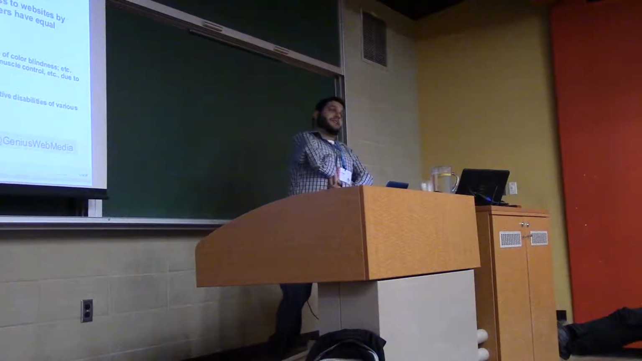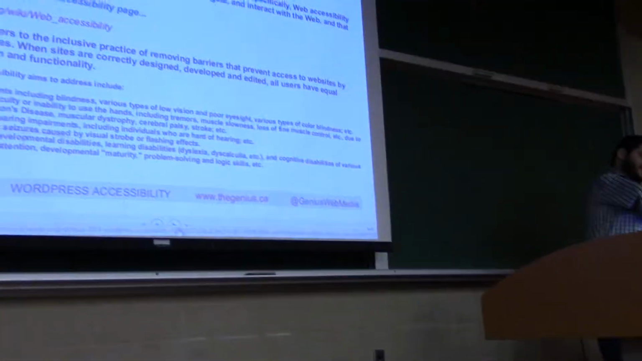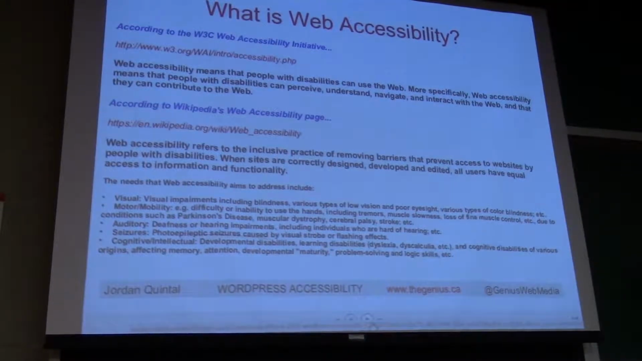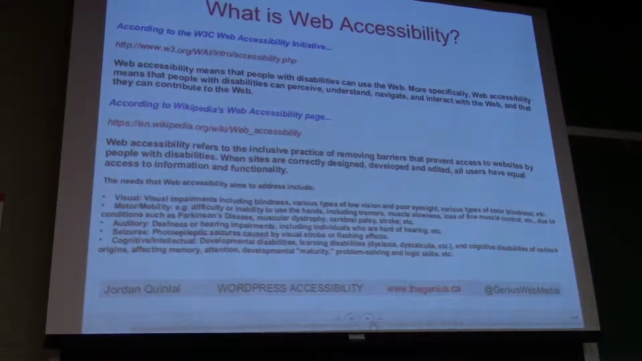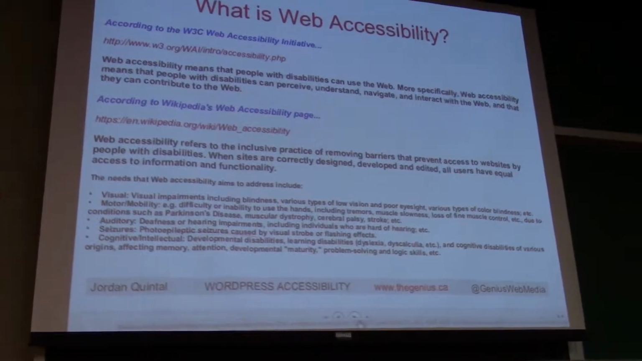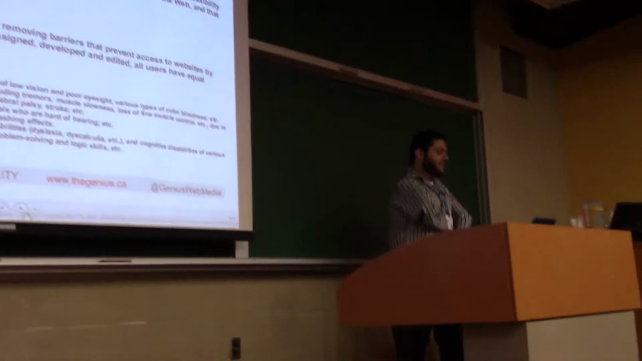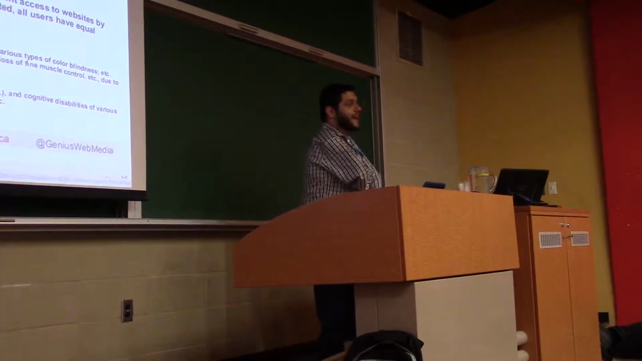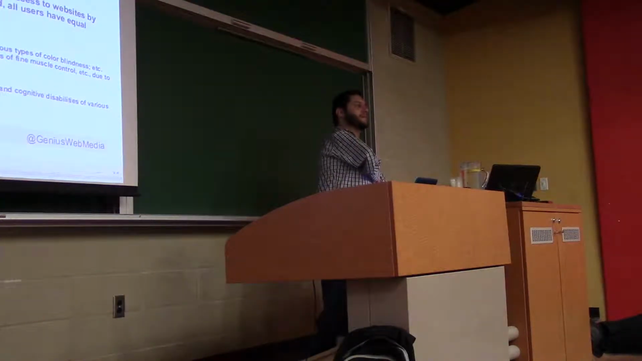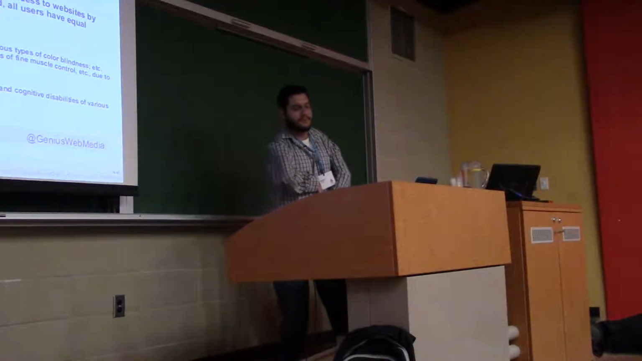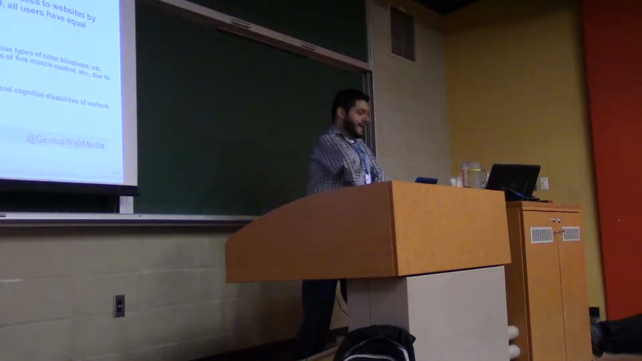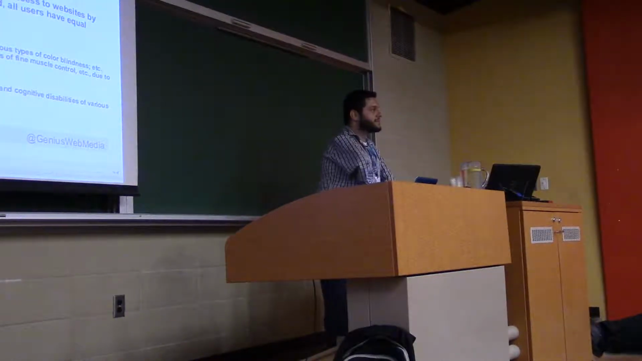So what is web accessibility? According to the W3C, which is the World Wide Web Consortium Web Accessibility Initiative, web accessibility means that people with disabilities can use the web. More specifically, web accessibility means that people with disabilities can perceive, understand, navigate, and interact with the web, and that they can contribute to the web. So it's not only allowing people to be able to work with certain sites, but it's also making sure that people understand what's going on, as well as being able to contribute to the web.